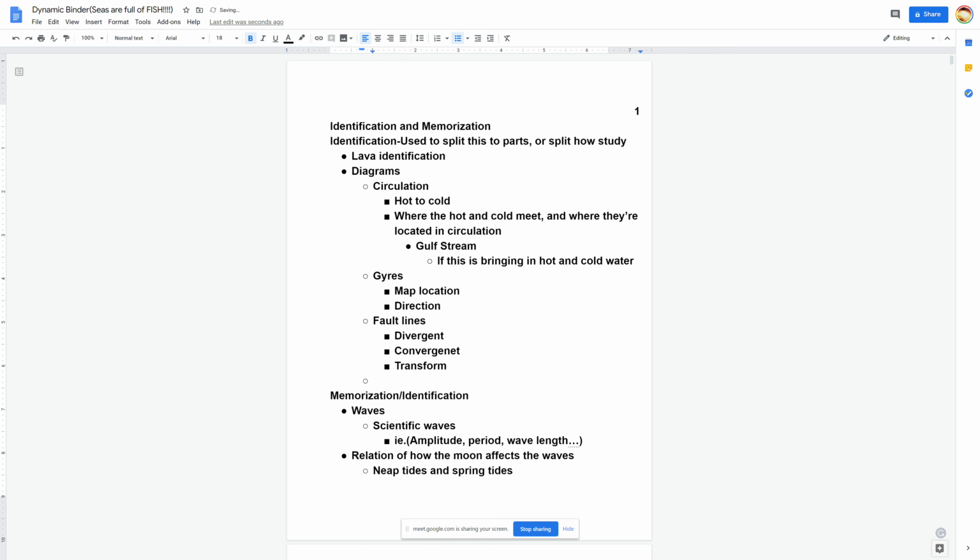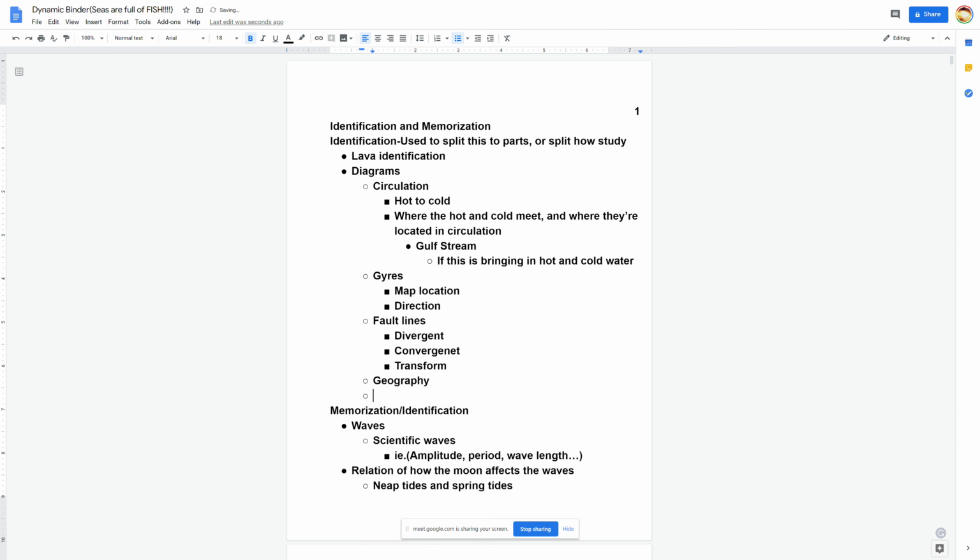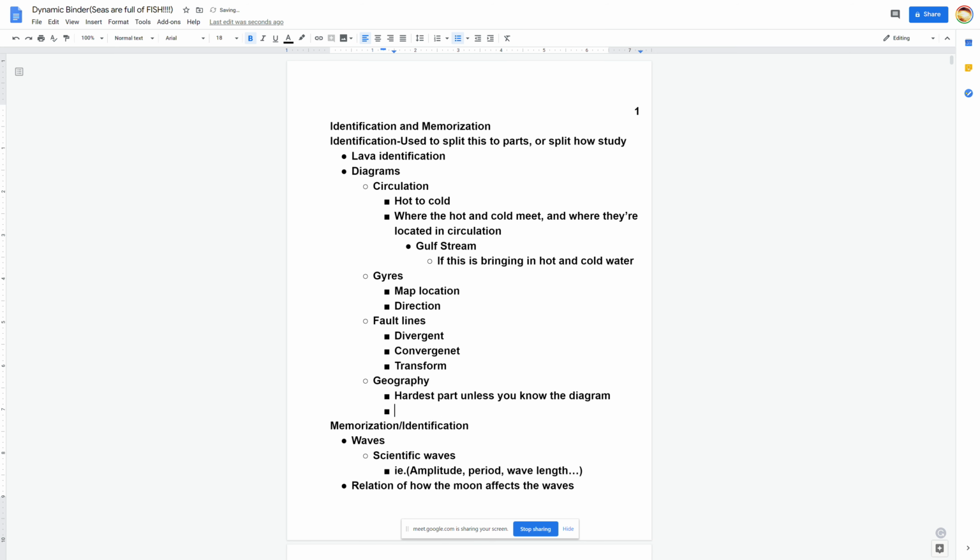Identification, it's mainly just circulation, jaws, and fault lines. And the thing I hate the most is that the geography is the hardest part unless you know the diagrams. If you see the diagram before, it's the easiest part. You just copy and paste the answer. But if it's not the same diagram, it's kind of hard to tell.